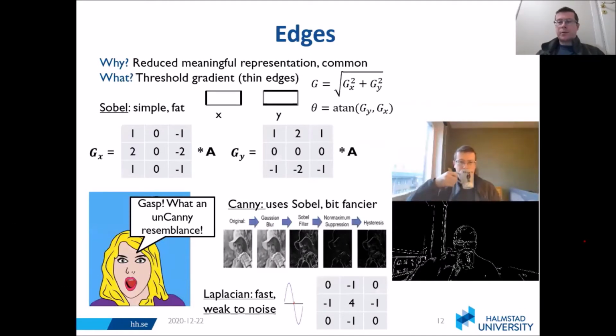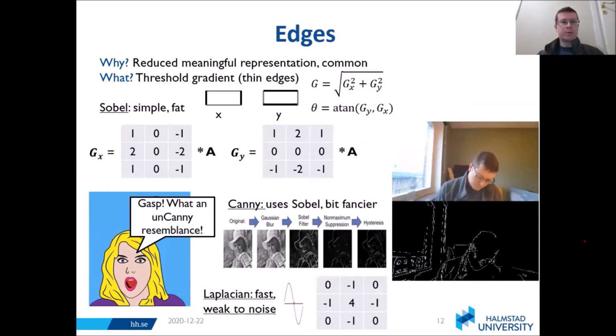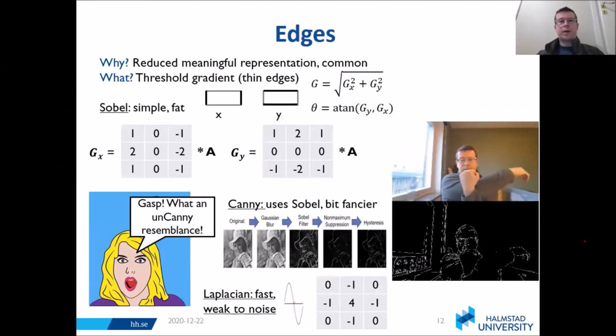Edges, this is really an important topic in computer vision, and it's a way to reduce the information in some image while keeping the most meaningful parts. It's a very common pre-step to various other approaches. How do you do it? Well, you calculate the gradient and you threshold that, and you remove thin edges, stuff that might just be noise.